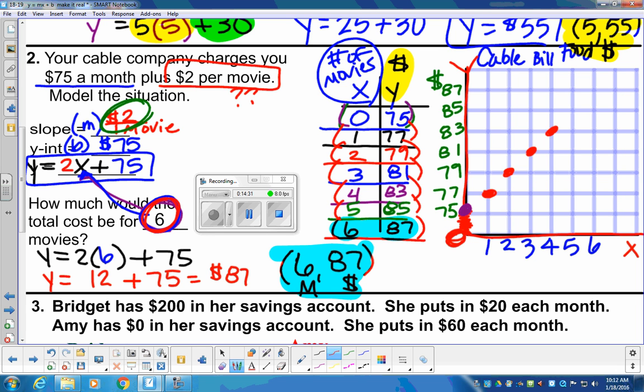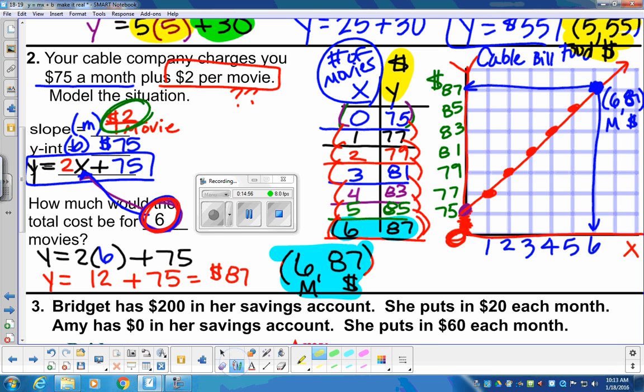I see a pattern there. 5 movies is $85. And 6 movies is $87. We have this nice linear graph. We're going to just go ahead and prove that 6 movies is indeed $87. We're going to go ahead and drag it down. 6 movies, $87. We have 6, 87. 6 movies, $87 is a match. So we have a 3-way match of table, graph, equation, that it is 6 movies, $87.